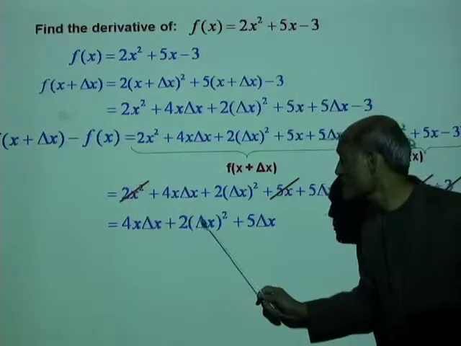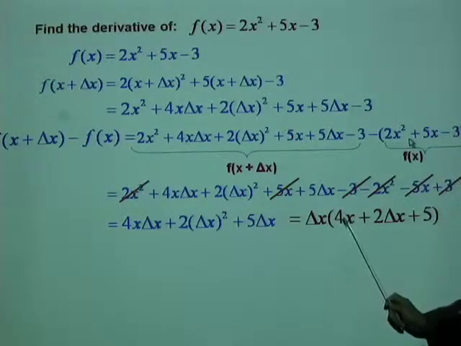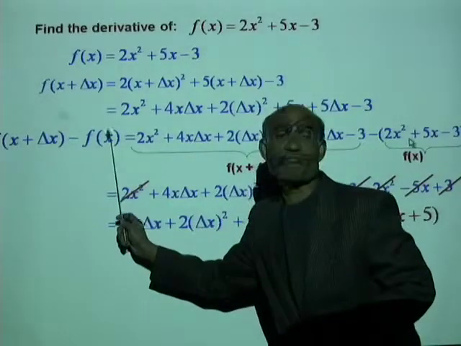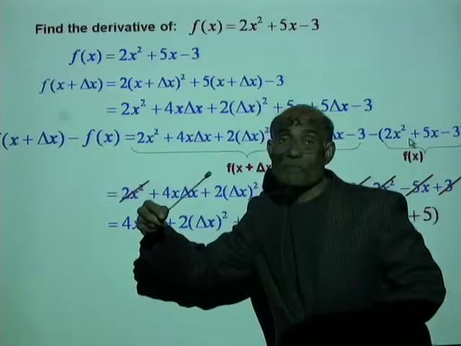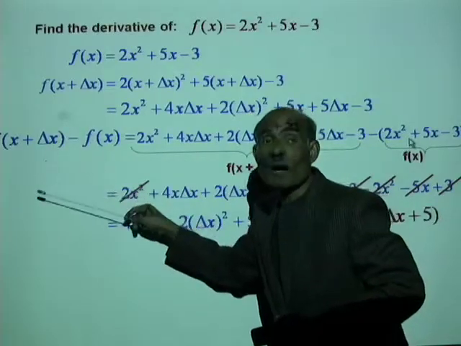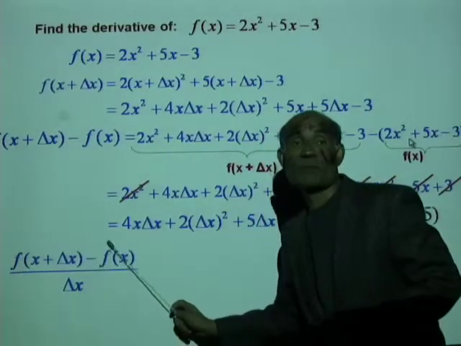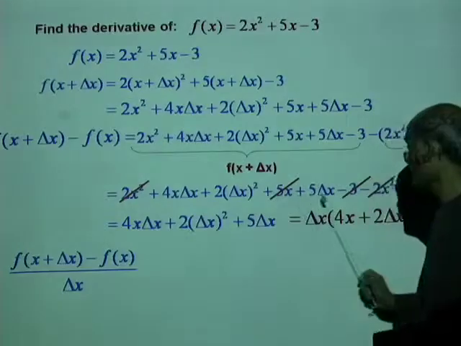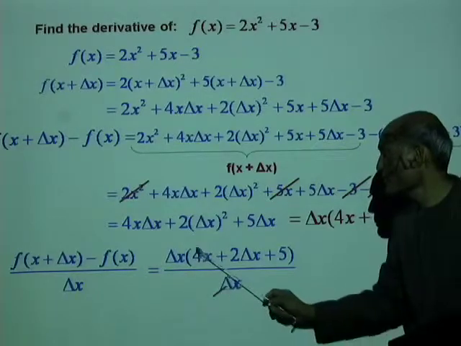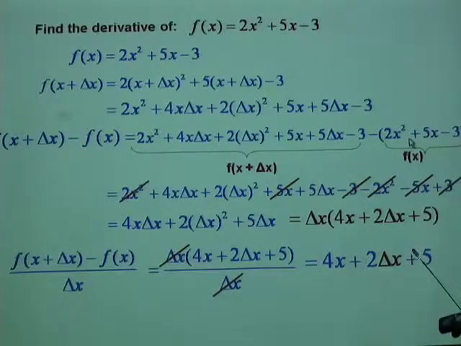Now, here if you notice delta x is common, we can factor that out. So that will be delta x times 4x plus 2 delta x plus 5. This is the change in the function value. Now, what's the next step? We find the average rate of change. Divide the change in the function value by the change in the input. So here, f of x plus delta x minus f of x over delta x is this quantity divided by delta x. And the delta x and the delta x will cancel. That will give you 4x plus 2 delta x plus 5.